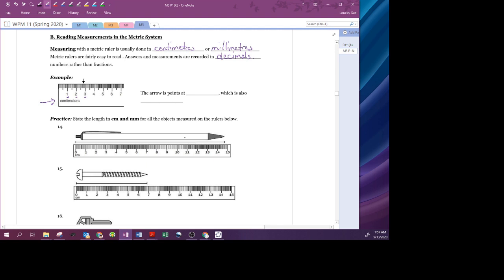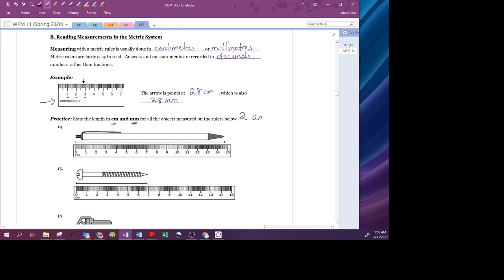All right. So on this example, the arrow is pointing at 2.8 centimeters, which is also 28 millimeters. Here's some practice for you. Notice that it says to state the length in centimeters and millimeters. That means you're going to give 2 answers for each one.